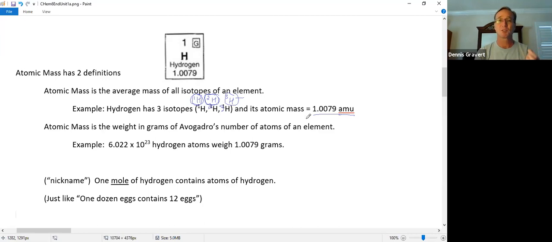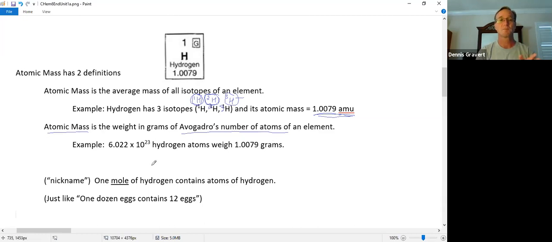And if you're exploring single atoms, it's useful. But in the real world, you're talking about, well, let's weigh out a bunch of water and figure out its chemical formula, H2O, and get some mass, do some calculations with that. You're going to have lots and lots of atoms. And so now the atomic mass, this 1.0079, actually takes on a new meaning, and it's right here defined. The atomic mass is the weight in grams if you have Avogadro's number of atoms of that element.